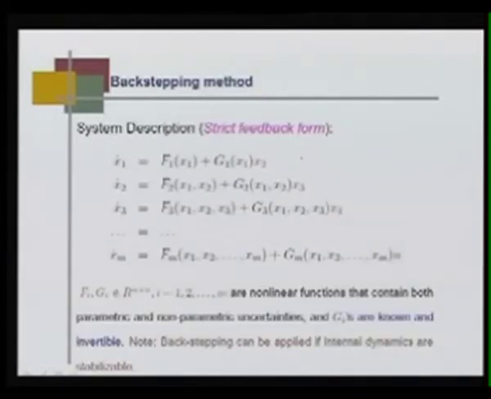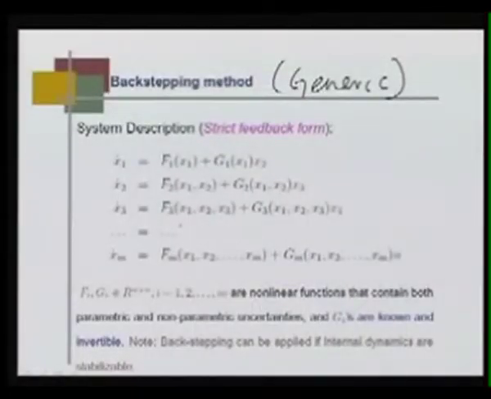Now we will give the backstepping method in generic form. The last example was just an example through which we explained what backstepping control is. Now, we will give a general notion of backstepping.